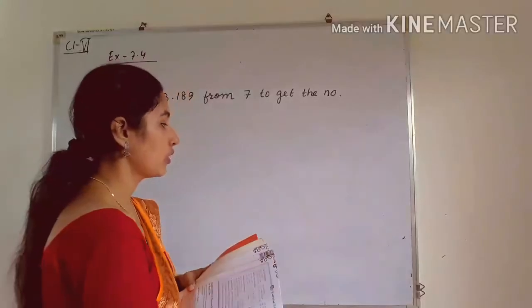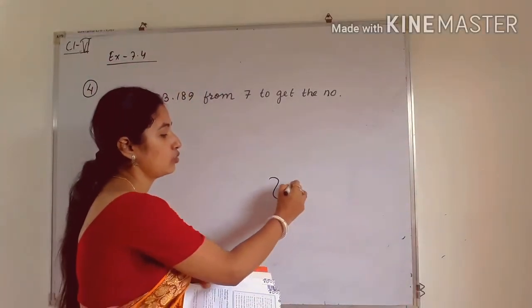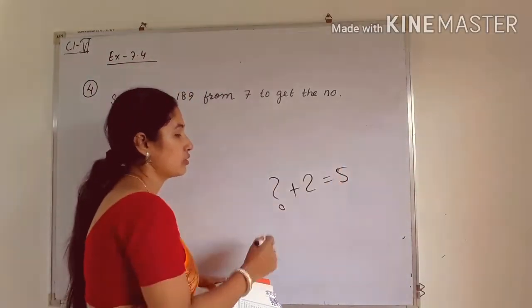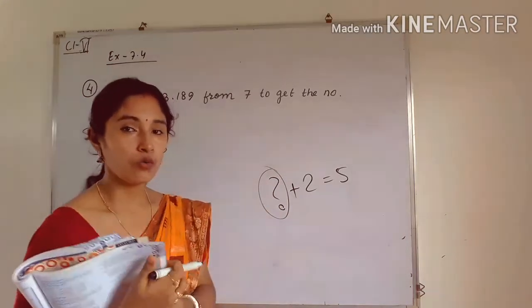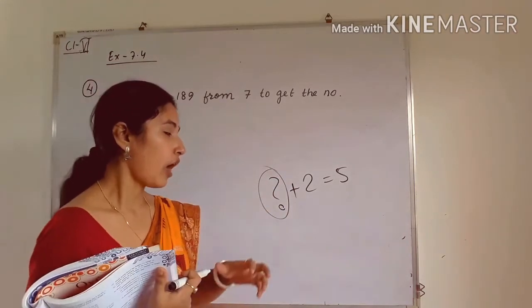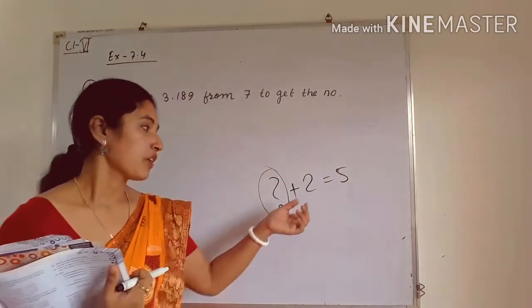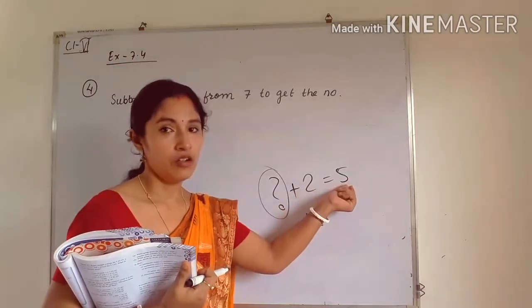Suppose I ask you one question: what should be added to 2 to get 5? So the answer will be what? 3. So how will we get it? How can we show it mathematically? We have to subtract 2 from 5.